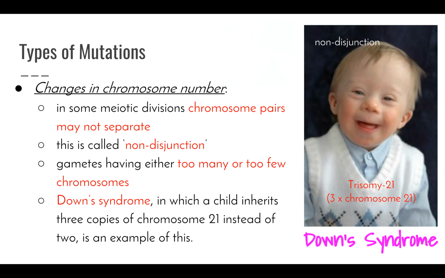In a small number of cases, mutation may occur spontaneously, and these are known as background mutations. So along with different causes of mutations, we also have different types of mutations. The first one we're going to look at is changes in the chromosome number.